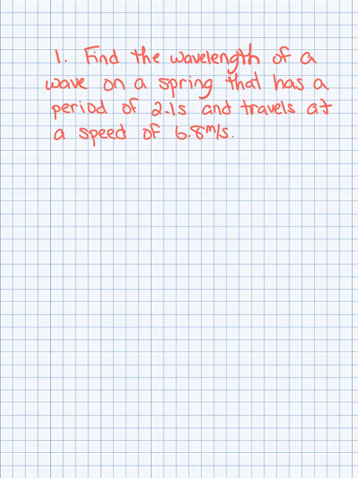Let's try an example problem. I want to find the wavelength of a wave on a spring that has a period of 2.1 seconds and travels at a speed of 6.8 meters per second. I'm given that the period of the wave is 2.1 seconds and the speed is 6.8 meters per second. And what I want to find is wavelength.